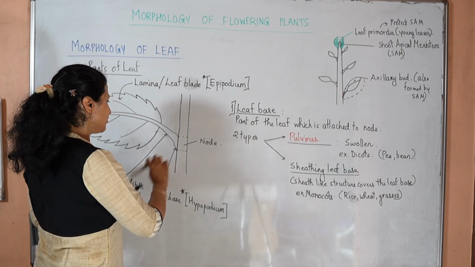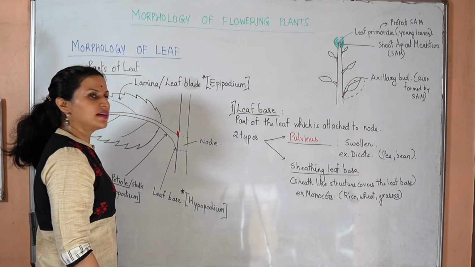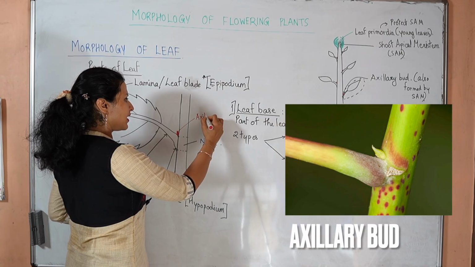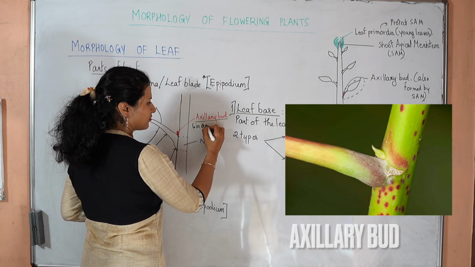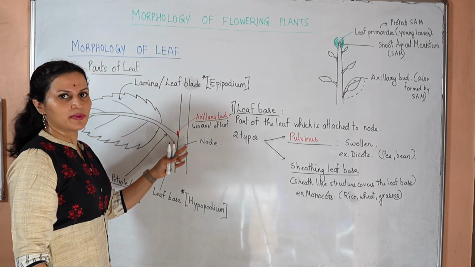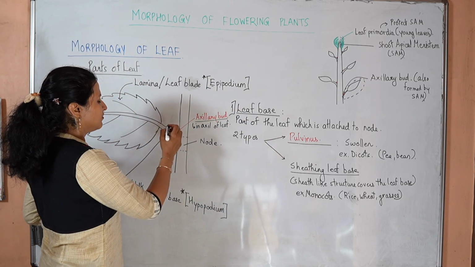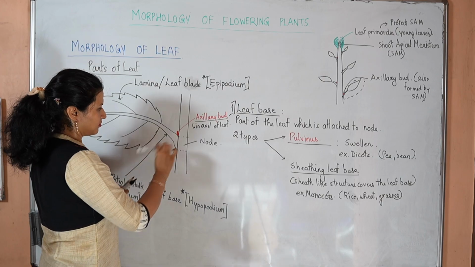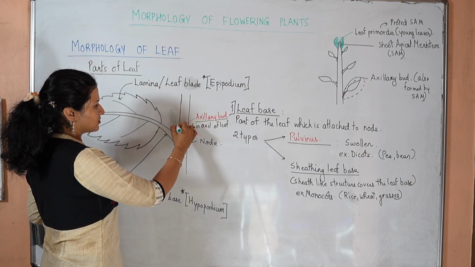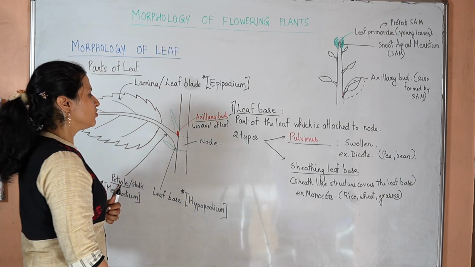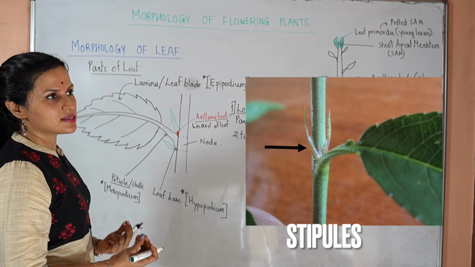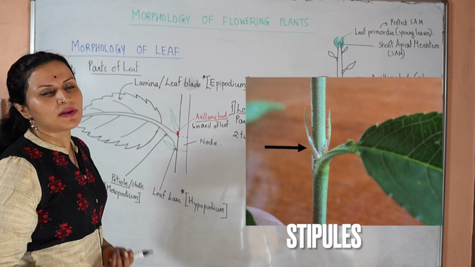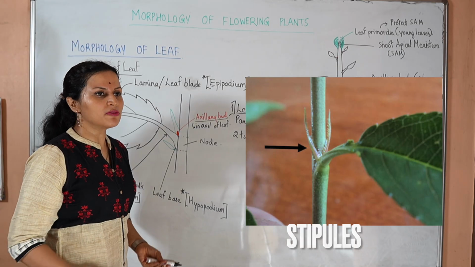At the leaf base, there will be presence of an axillary bud in the axil of the leaf, very close to the leaf base. Apart from the axillary bud, there may also be two leaf-like structures. Small lateral outgrowths may be present at the leaf base in some plants only; in other plants it will be absent.